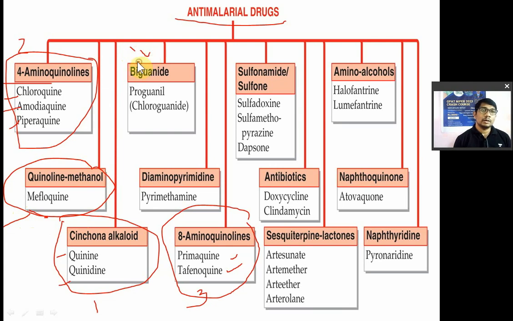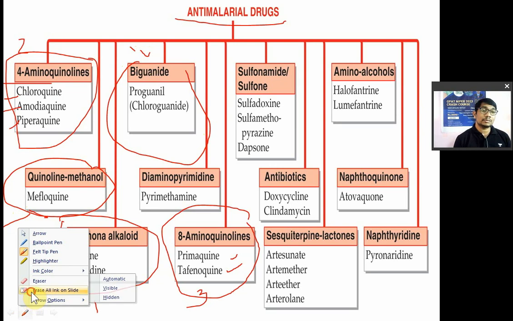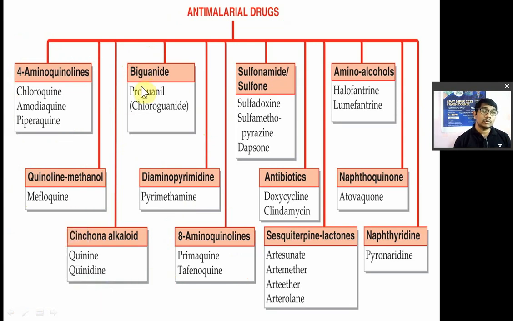So in that you have proguanil. Remember, proguanil is nothing but a prodrug. It is converted into an active metabolite known as cycloguanil. Proguanil is converted into the active metabolite cycloguanil. Now the next class, the sixth class, is the diaminopyrimidine derivative.